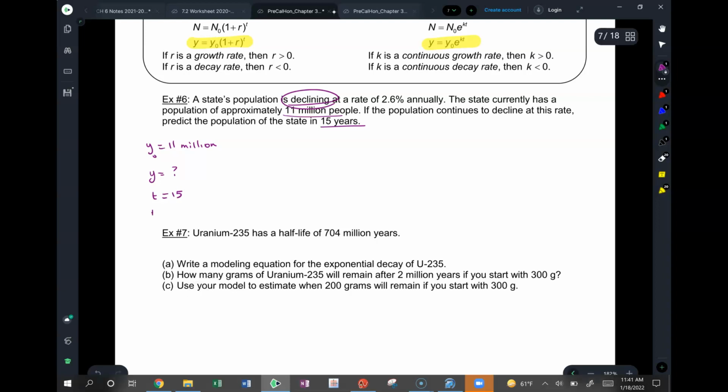And the rate is 0.026. But it's declining, right? So it's negative. So y equals y naught 1 plus r to the t. Y equals 11. Don't deal with all those zeros for the million. 1 minus 0.026 to the power of 15.